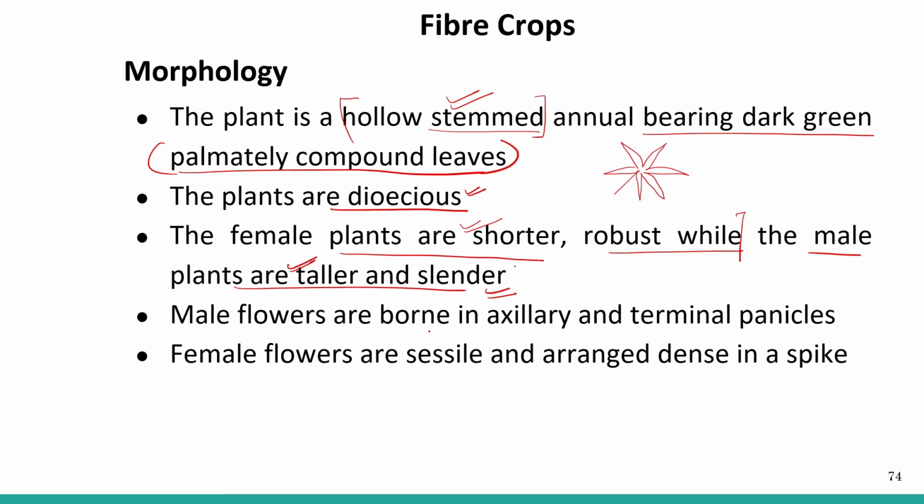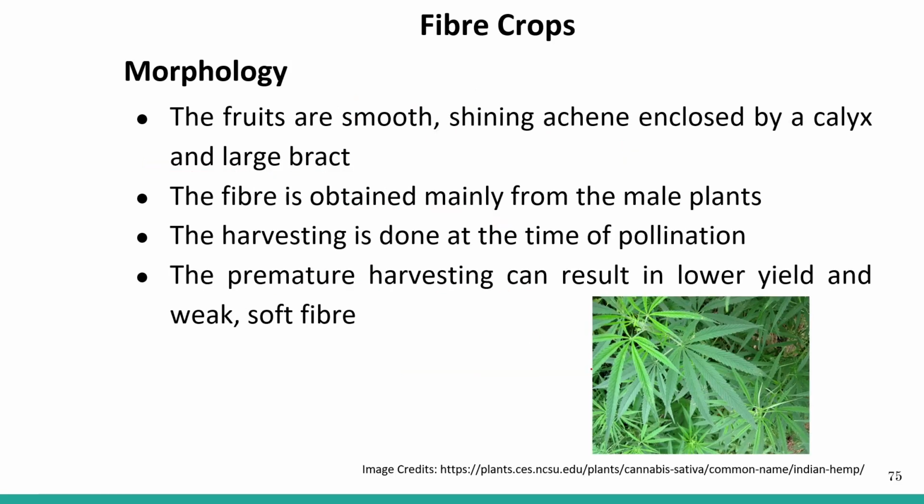The male flowers are borne in axillary and terminal panicles. So this is the type of inflorescence that is found in the case of this plant. And the female flowers are sessile and arranged densely in spikes. Here you can see the palmately compound leaf. The fruits are smooth, shining achenes, enclosed by the calyx and large bracts.